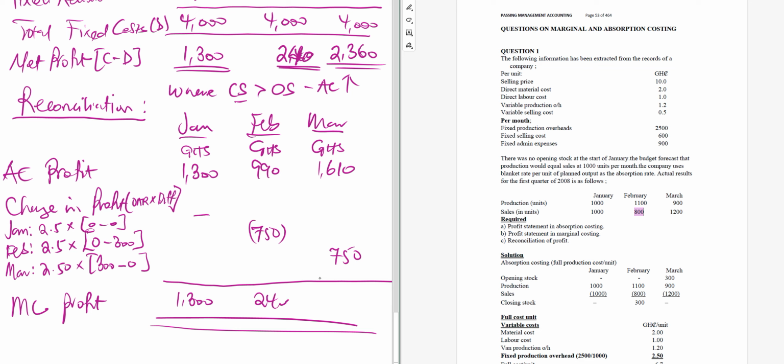This one results in 240. Now 1,610 plus 750 is going to give us 2,360. You see, it has actually been reconciled. 2,360, 2,360 correct. 240, 240 correct. 1,300, 1,300 correct. So that is it.